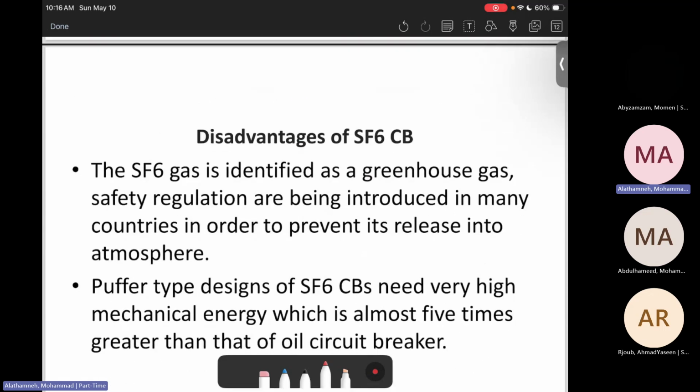The disadvantages of SF6: it requires large mechanical energy, which is one of the main drawbacks. The other thing is that it's very harmful to the environment. That's a big concern for us, which is why it leads utilities to reduce their usage as much as possible. That's why it's not used in low voltages or even mid voltages, but it is used in high voltage and extra high voltage.